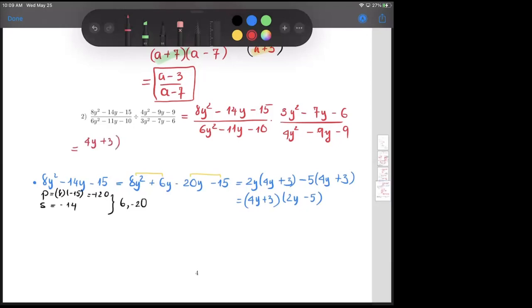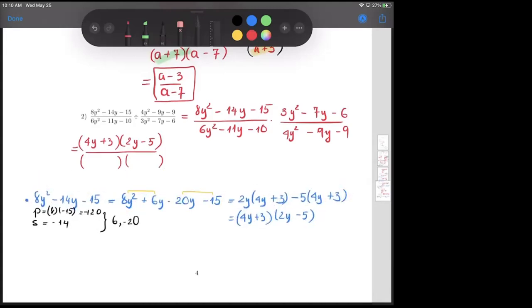4y plus 3 times 2y minus 5. And then the bottom one, what do you think? The bottom one, let's see. I'm gonna do guess and check. I'm gonna do a guess and check now because we're running out of time. You go ahead and do the AC method.